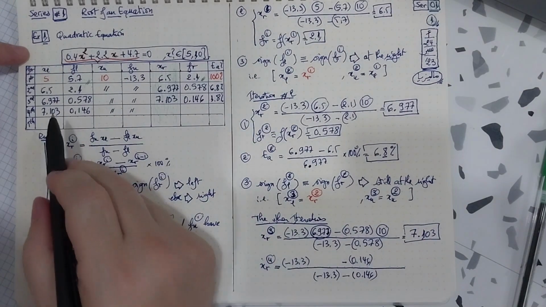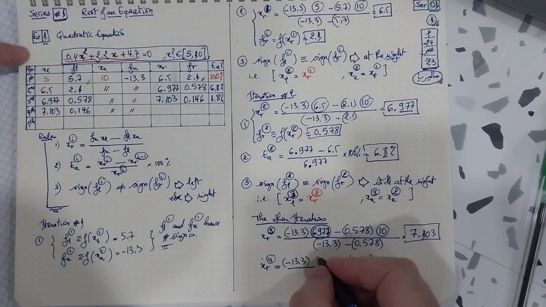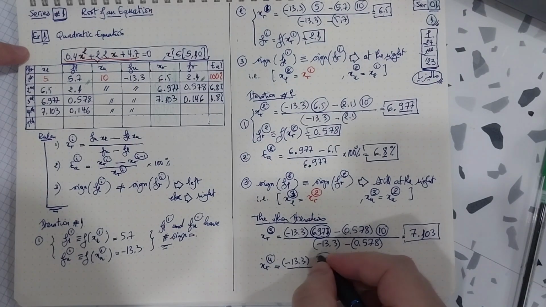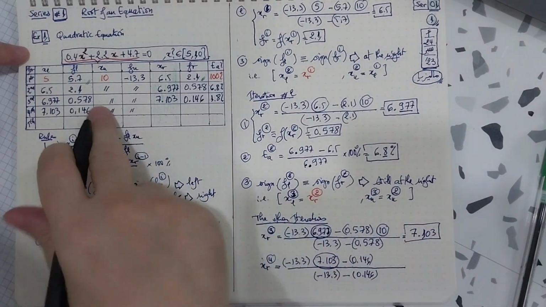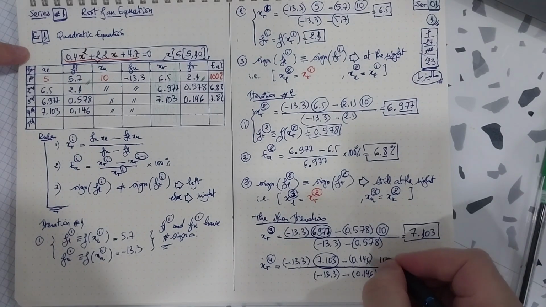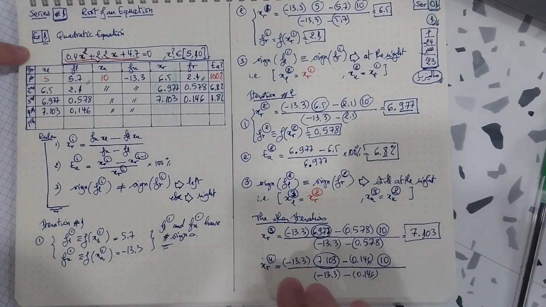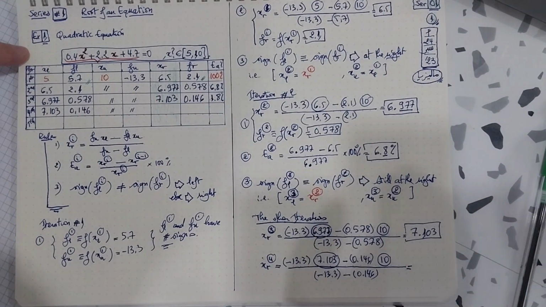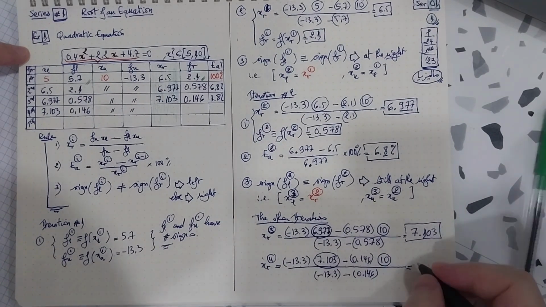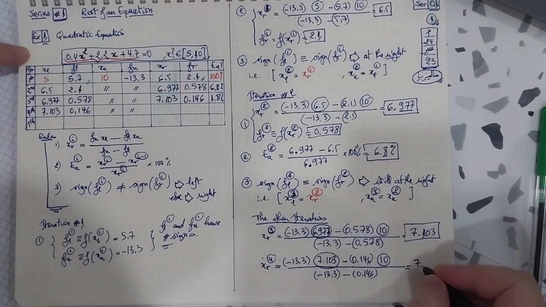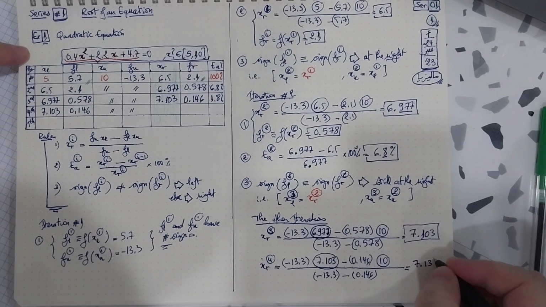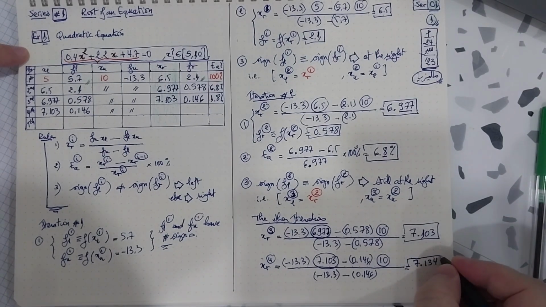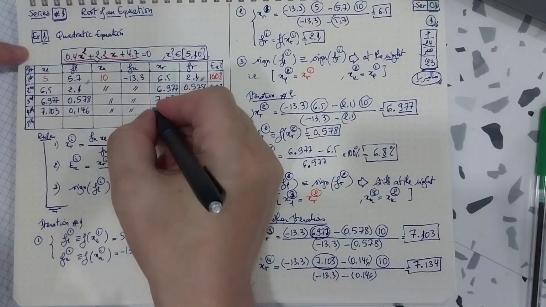And then for XL, 7,103 and XU. So I have written all the terms of the formula, and now I can use my calculator and find the result. And I found 7,134. I report it in the table.